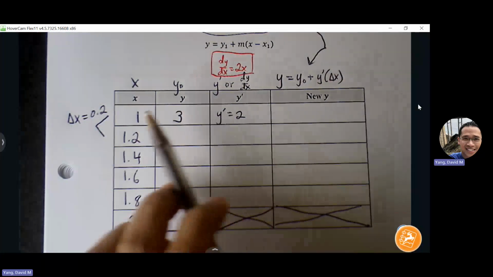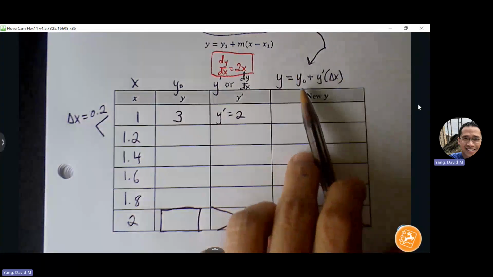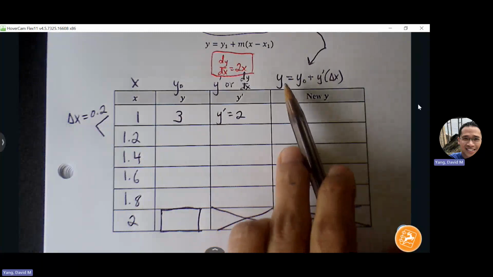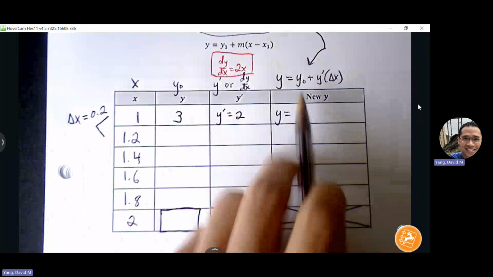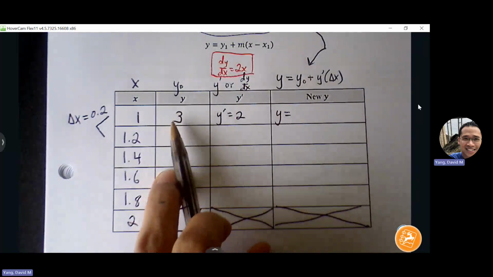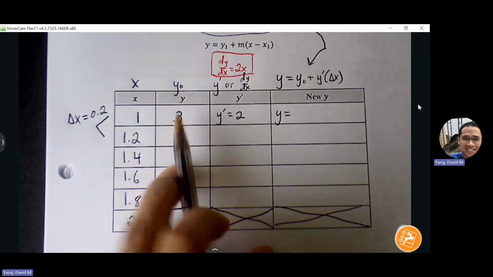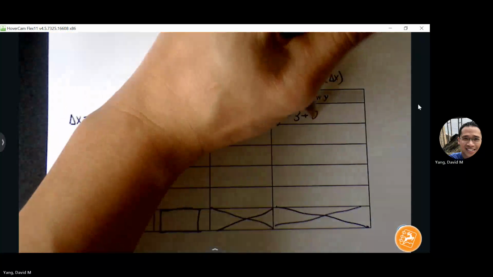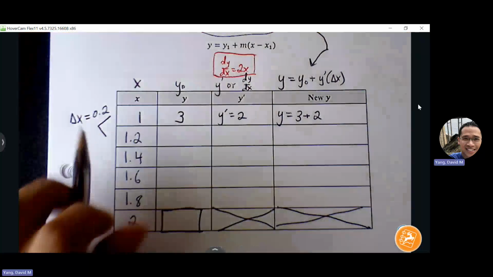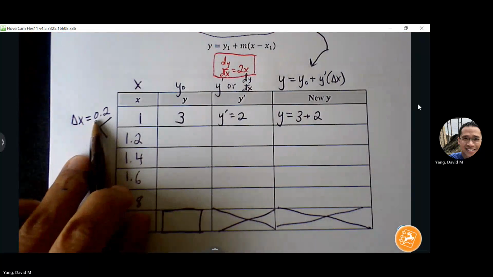So I'm going to take my slope. I'm going to take my ordered pair. I'm going to use that to get to my new y value. So my new y value is y sub 0. Y sub 0 is just whatever y value you're on at that moment, plus the slope and delta x. That's going to be your x sub 2 minus x sub 1.